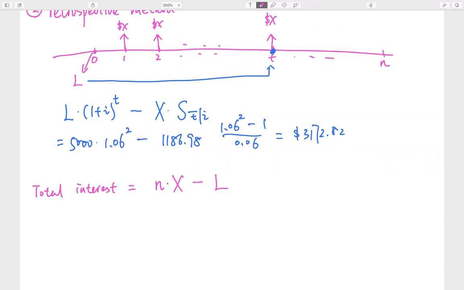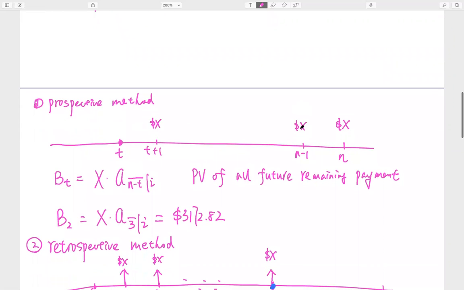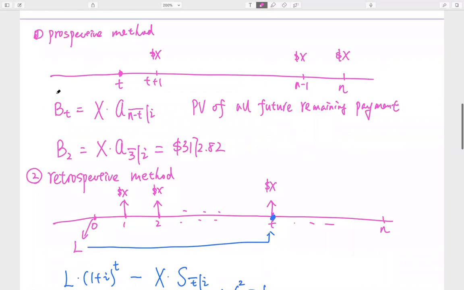By the way, it's already computed in my Excel file. We can calculate anything from those formulas. So first of all, we can either apply the prospective method or retrospective method to get the current balance. Once we know the balance, we can use balance times i to get the interest for the next period. And X minus the interest would be the amount of principal paid.